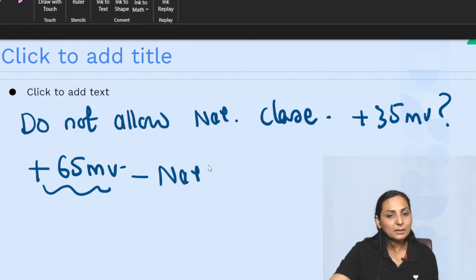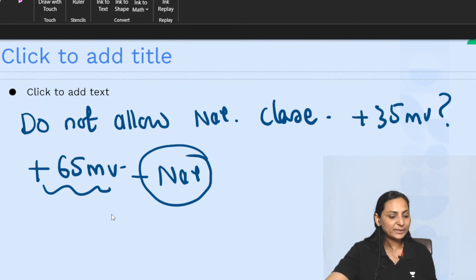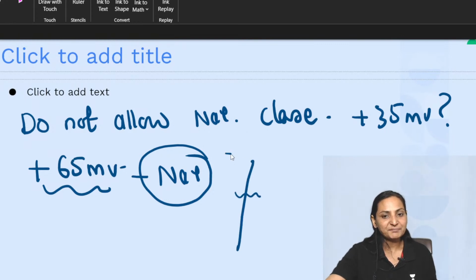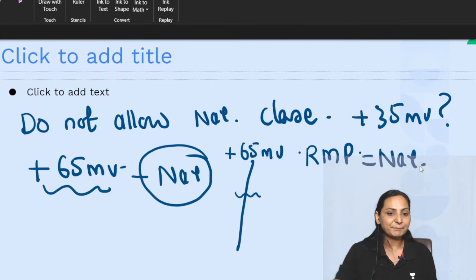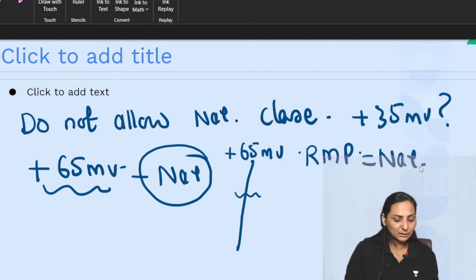Because this is the Nernst potential for sodium. So up till this point, what will happen? Sodium will come inside. If you are not allowing this to close at plus 35, it can go maximum up to plus 65. Now at this point, the RMP will become equal to that of sodium, and there will be no further influx of the sodium ions, right? There will be no further influx of the sodium ions.